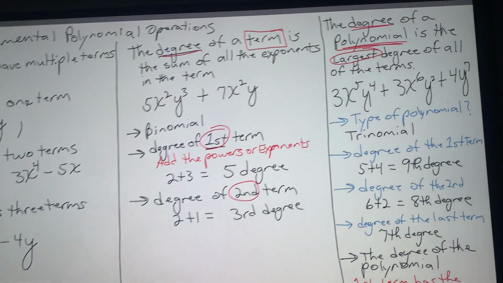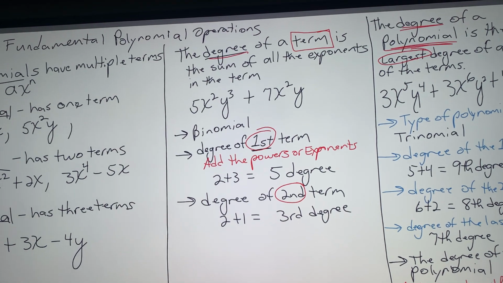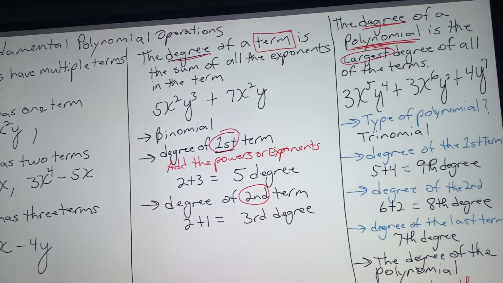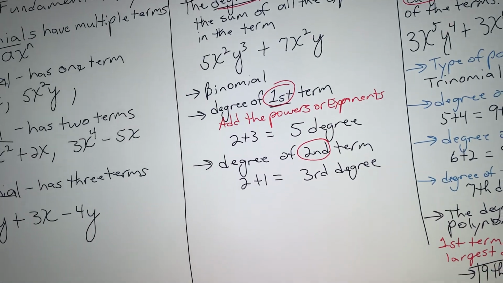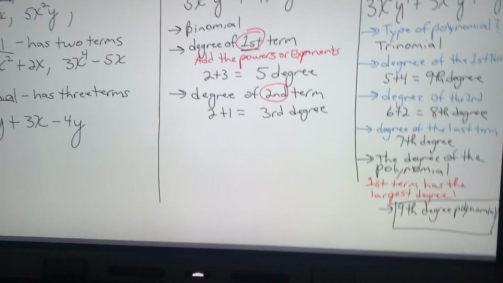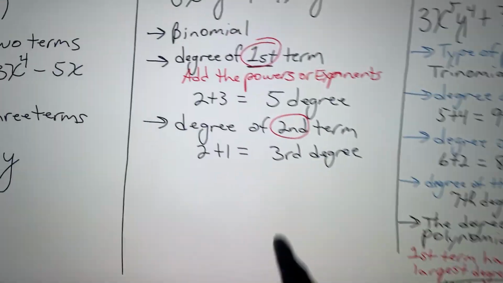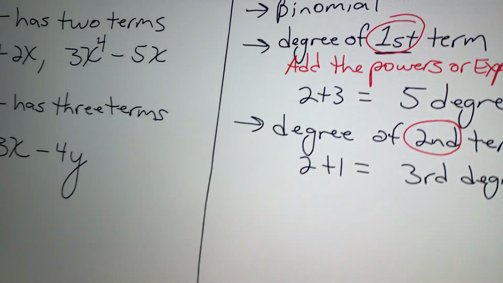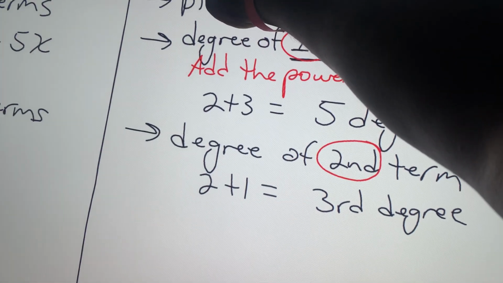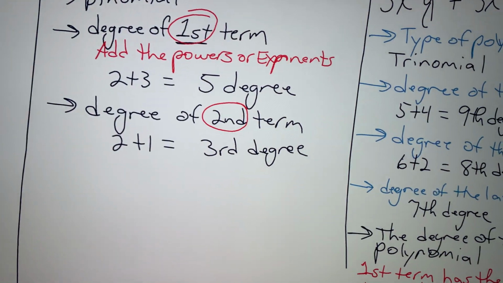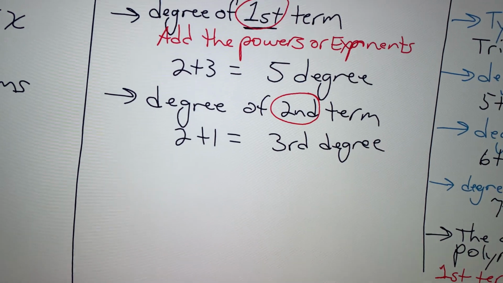The degree of a term is the sum of all the exponents in the term. If we remember, a term is separated by plus or minus. So if we're looking at what the degree of this term is, when we add the exponents, that will tell us what the degree is.